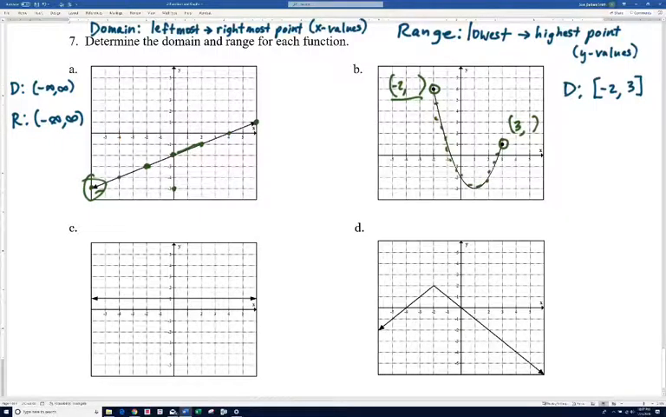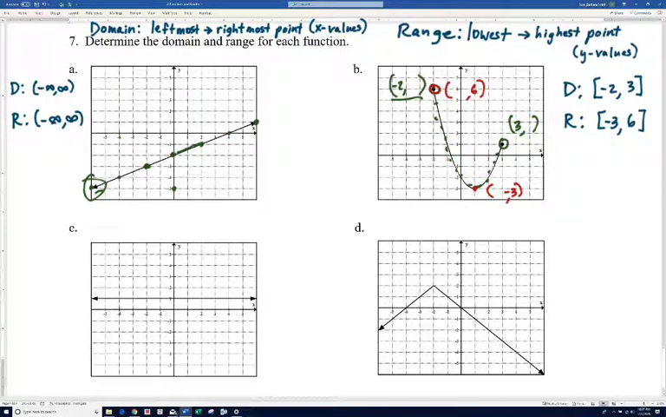Now let me use a different color here. So for the range, we're going to go from the lowest point, that would be this point here, and now we're looking at y values. The y value there is -3. And we do have a highest point. Wouldn't that be this point right here? And at that point, the y value is 6. And so at your lowest point, the y value is -3. And at your highest point, the y value is 6.